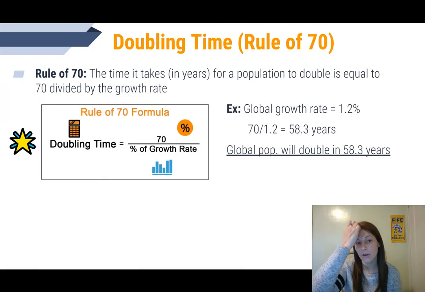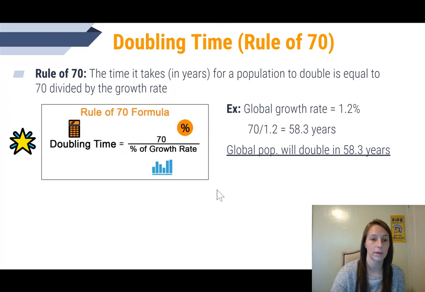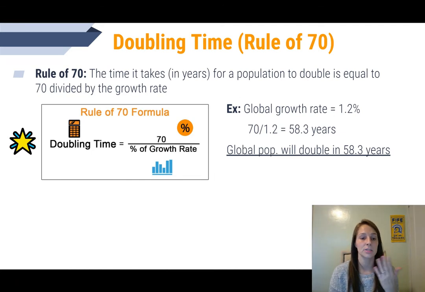Now there's another equation, and it's called the rule of 70. And the rule of 70 is going to tell you how much time it takes in years for a population to double. And basically the way that you are going to calculate that is through this equation, the rule of 70 formula. The doubling time is going to be equal to 70 divided by the percent of growth rate.